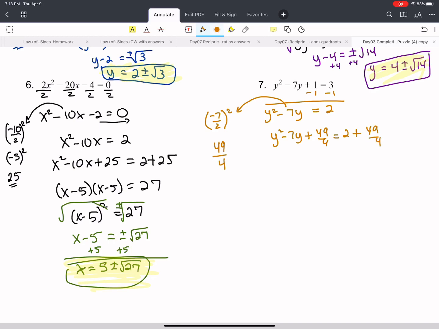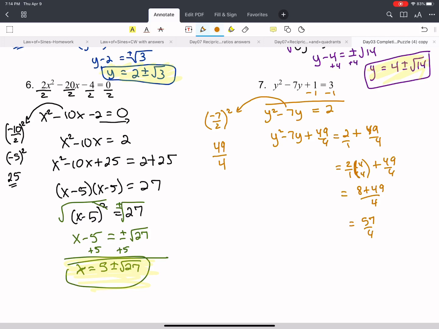And you can simplify this by getting a common denominator. So you can say, well, that's over 1. And you can multiply the top and bottom. To get a common denominator, you want it to be 4. So multiply top and bottom by 4. Plus 49 over 4. So this would be 8 plus 49 over 4. So this side would be 57 over 4. Great. So I did all of that.